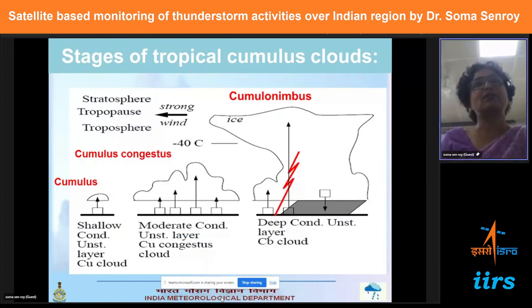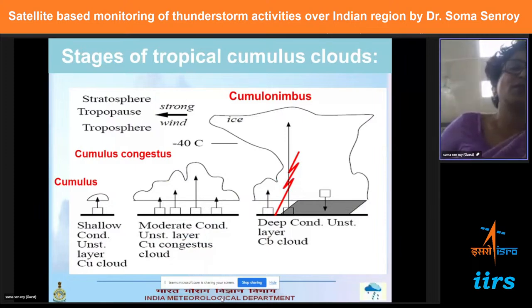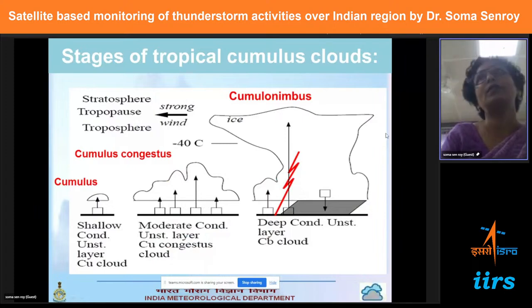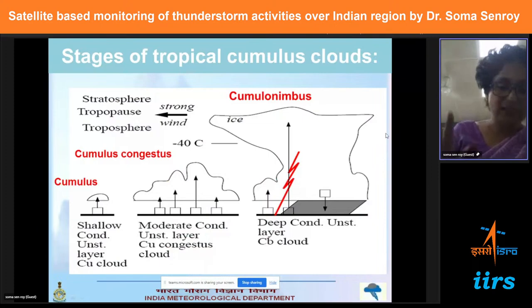The next stage is where the cloud crosses the 0 degree Celsius isotherm, and droplet formation takes place inside the cloud. You get electrification of the cloud, you get lightning and thunder. So this is a thunderstorm. Our job is, even before a cumulus has formed, to give a prediction for the cumulonimbus stage. As you can imagine, this is a very complex job.